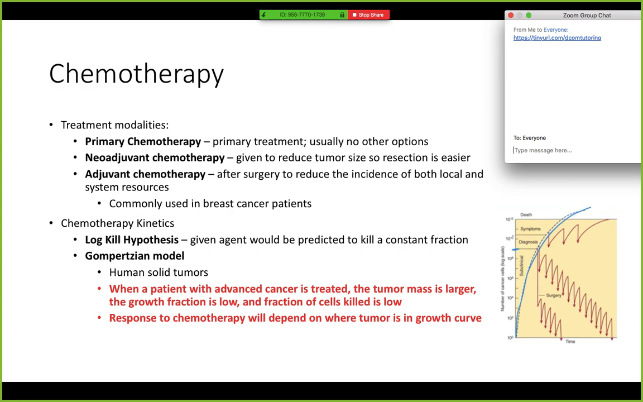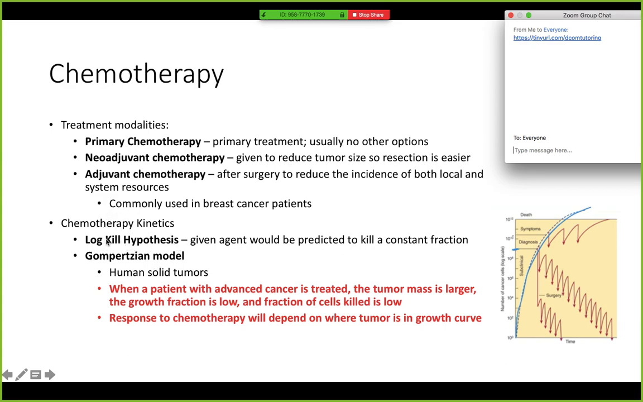I think that's a common example you would think about, where a patient has either a complete or partial mastectomy or removal of a tumor, and then they follow up with the chemotherapy to reduce the incidence.